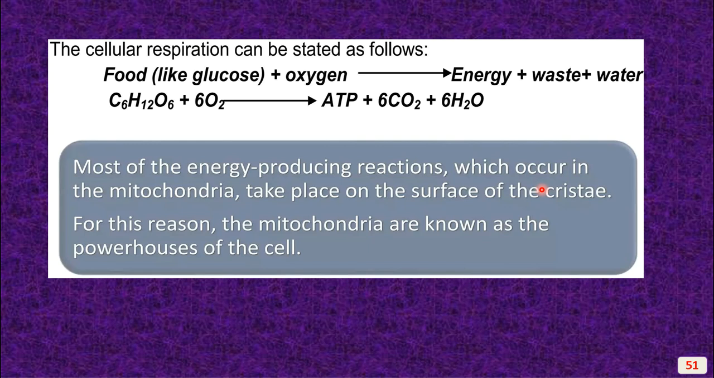Then cellular respiration is like that. A glucose moiety, C6H12O6, combines with oxygen, then ATP is synthesized, and CO2 plus water are synthesized. For this reason, the mitochondria are known as the powerhouses of the cell.